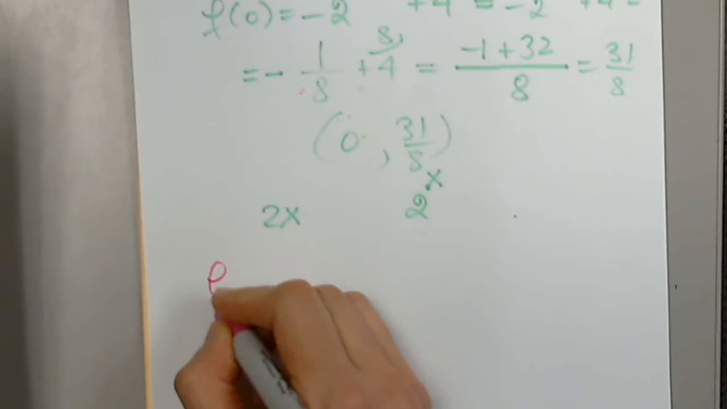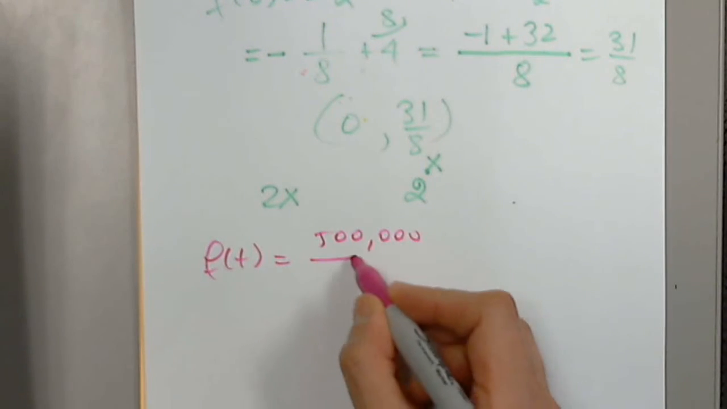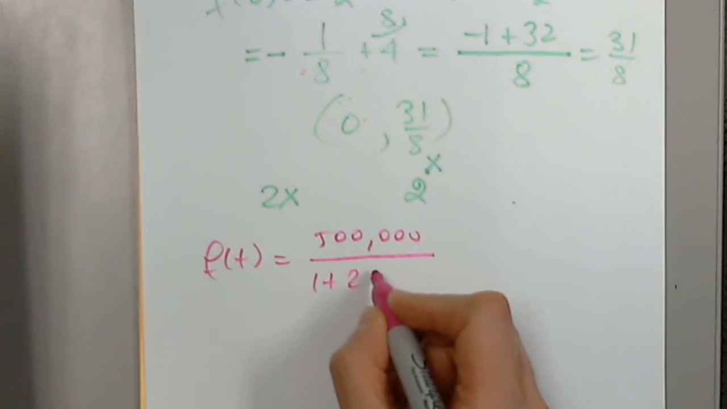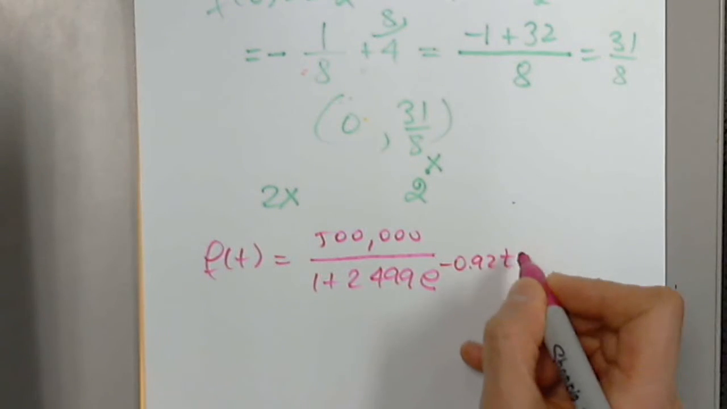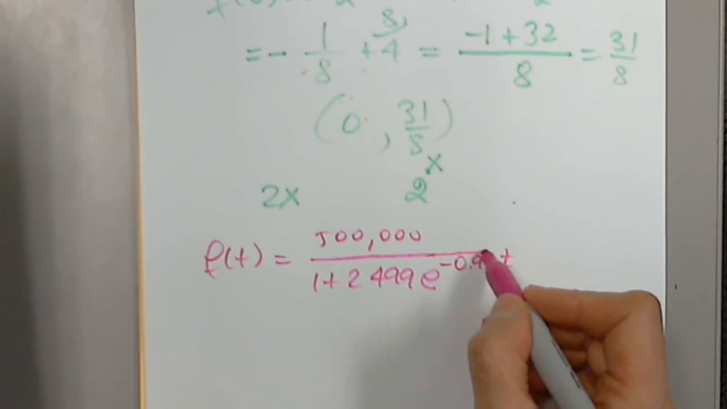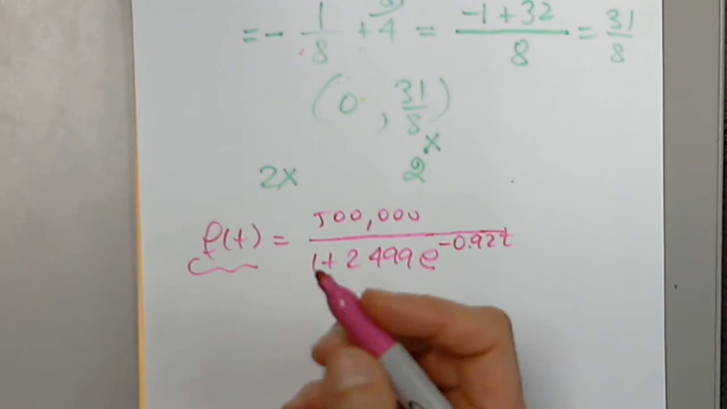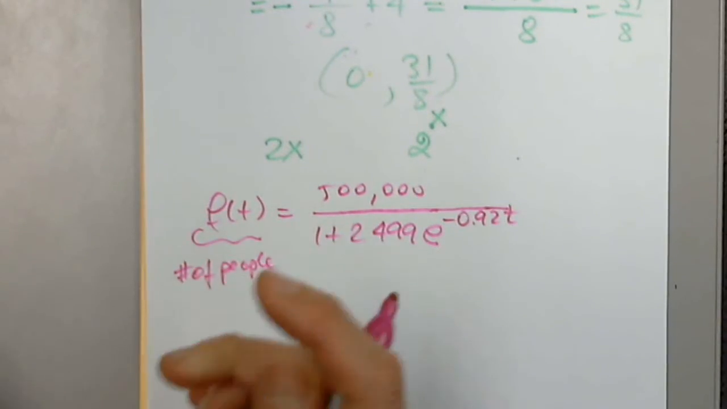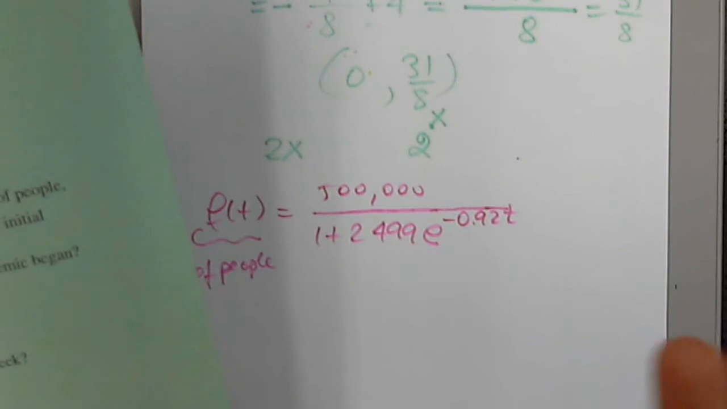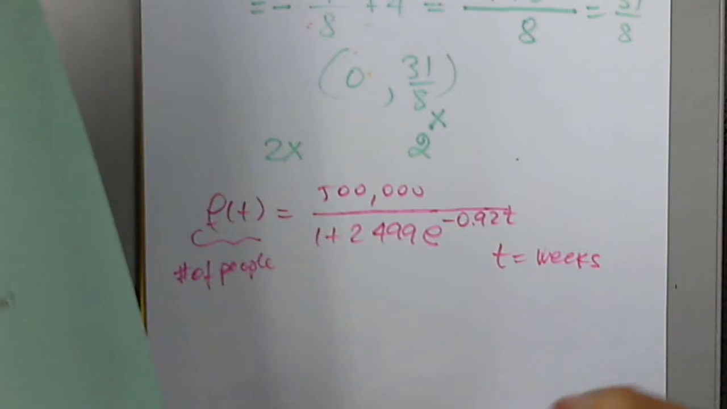So we have a function. We are given f of t equals 500,000 divided by 1 plus 2,499 e to negative 0.92 t. Okay. Models the number of people. I take notes when I read something. It's the number of people in a city who have become ill with the flu, t weeks after its initial outbreak. T is in weeks. Very good.